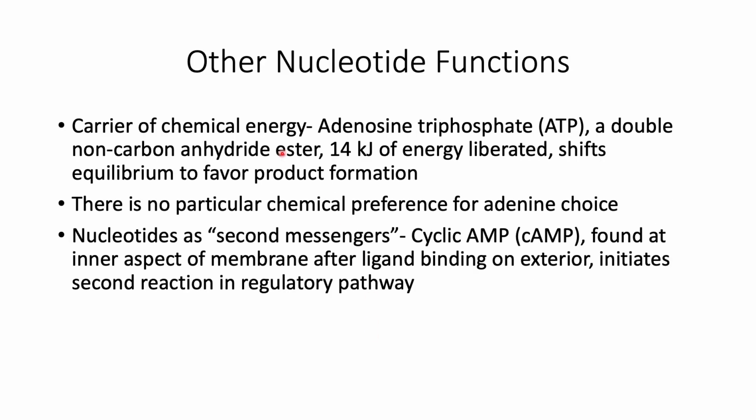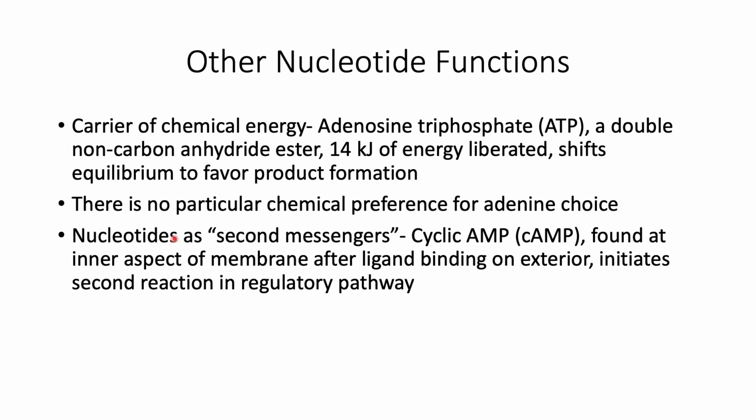Other nucleotide functions: they carry chemical energy, so ATP is the most readily identified one. It's a double non-carbon anhydride ester. 14 kilojoules of energy are liberated, and it shifts equilibrium to favor product formation. This is the go-to energy. Not the only one, but this is the critical one. There's no particular chemical preference for the adenine choice, so why is it ATP instead of something else? GTP is also used in some chemical reactions, not UTP or CTP, but ATP is the critical one.